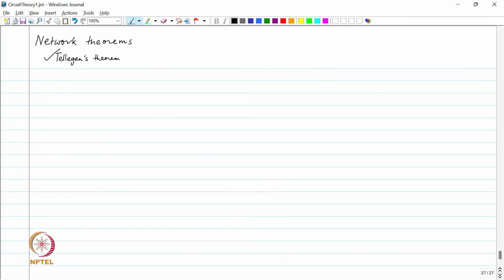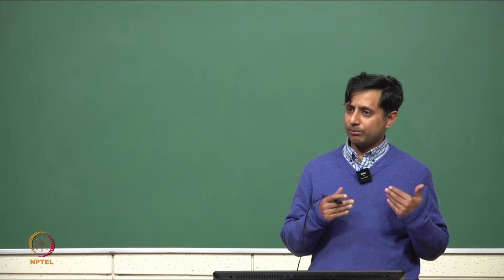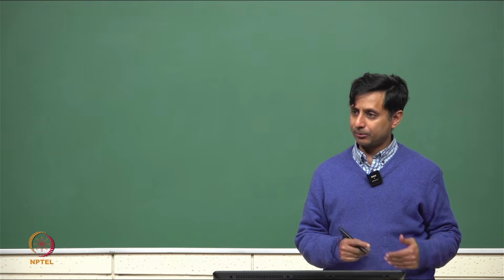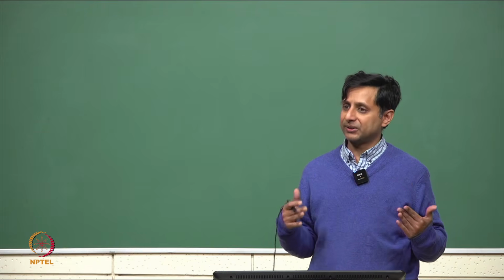The next one on our list is called the reciprocity theorem. Fine. And the reciprocity theorem is going to be proved with the help of Tellegen's theorem. We are going to use Tellegen's theorem to prove it eventually. But for now, let me just start. What we are going to do is start with the problem statement. What is the statement of the theorem? Let us see if you can understand the statement first.